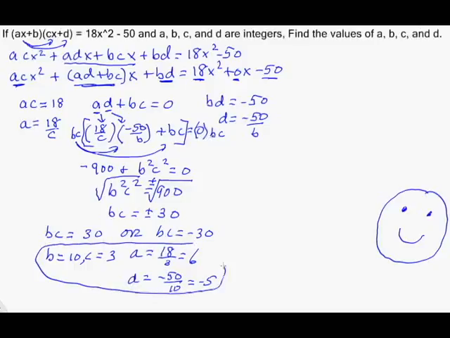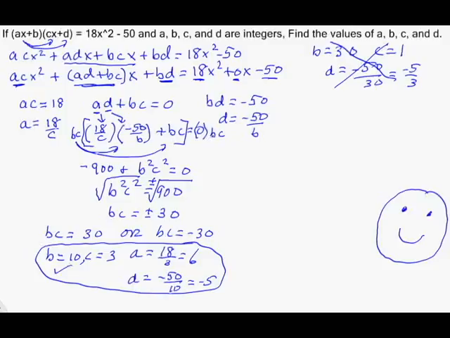Now that is one solution. Now someone else is going to say, well, I don't like B is 10, C is 3. I like B is equal to 30, C is equal to 1. And that's a possibility for BC. B could be 30, C is equal to 1. But if you do that and you try to find D, you're going to have D, which is negative 50 over B. So negative 50 over 30 is negative 5/3, and D has to be an integer, so this is no good. So really you just have to crank out the different possibilities.